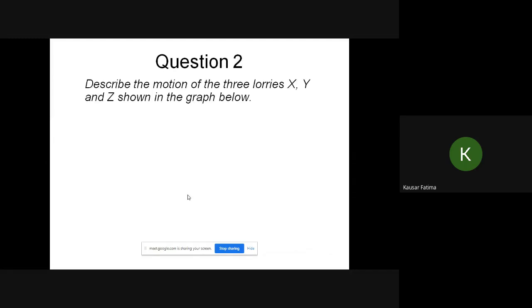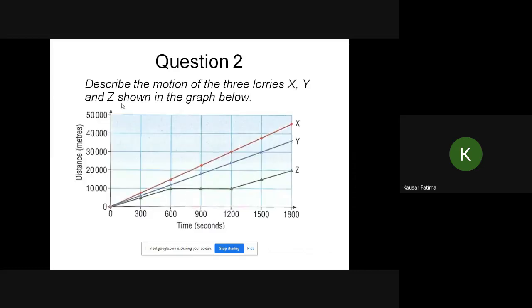Now you have to describe the motion of the lorry here. Another question, with x, y, and z. Okay, in this graph, x you can see here is the fastest one because its gradient is greatest. Y is also moving at a steady speed, but its gradient is less than that of x.